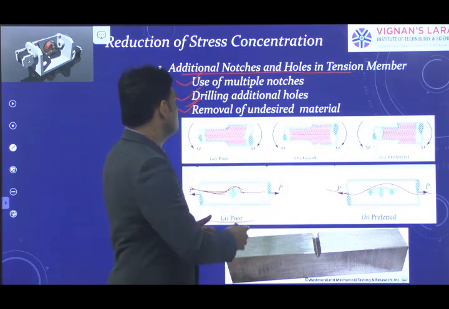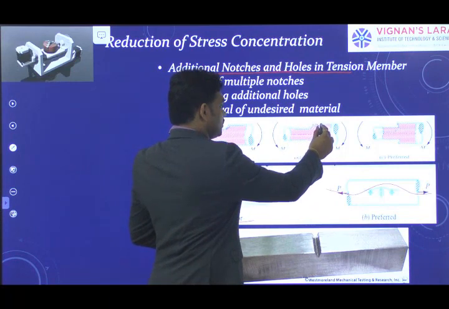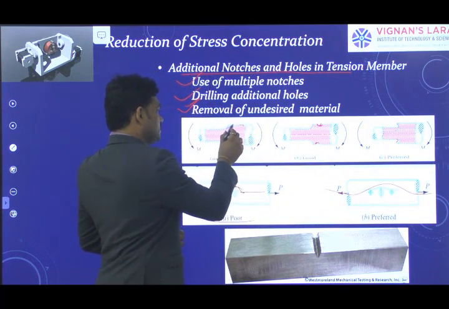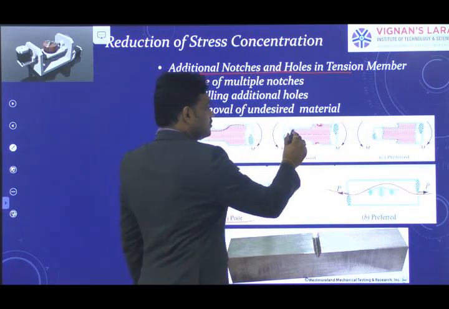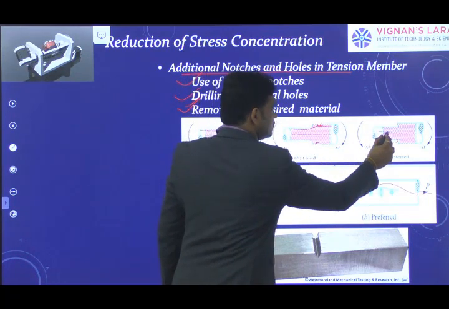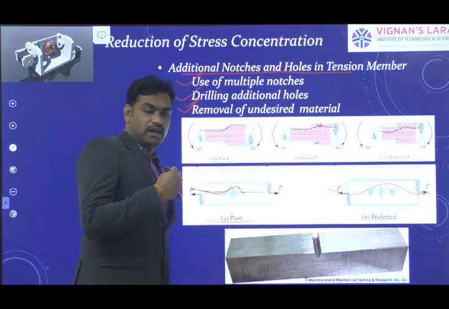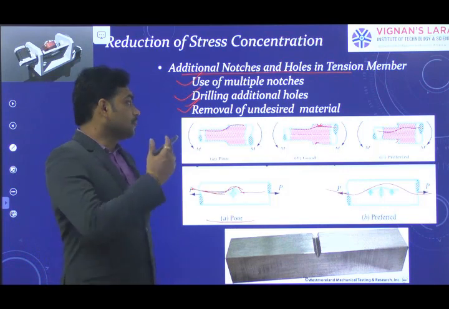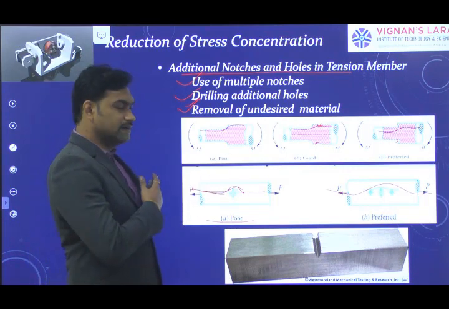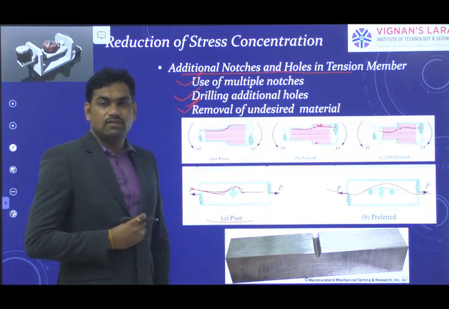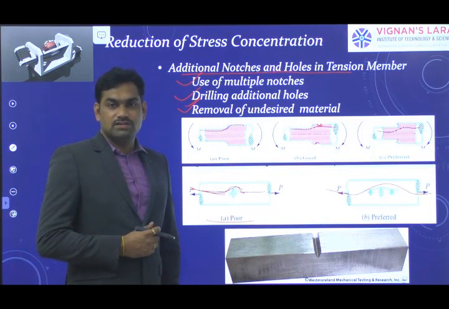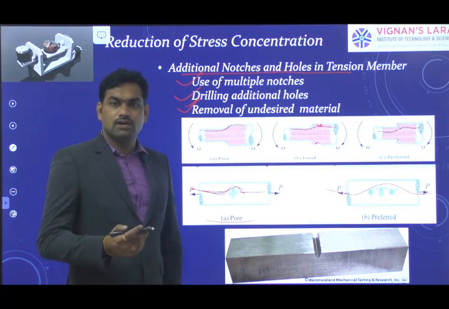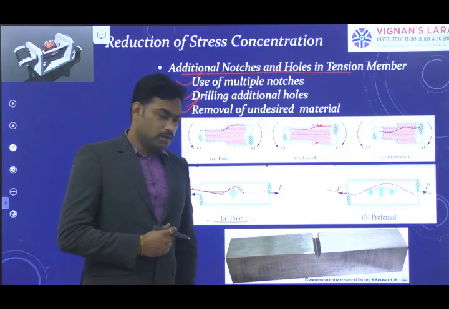Here, that is the additional notches, or you can provide notches. Notches are undercuts. Here the stress lines can bend in this direction, but here the stress lines take a simple change in direction, which allows the stress lines to flow smoothly by providing the additional notches or undercuts, or by removing the undesired material here. So that is one of the methods we can follow to reduce stress concentration: removing additional material, drilling additional holes, or providing additional notches or undercuts.